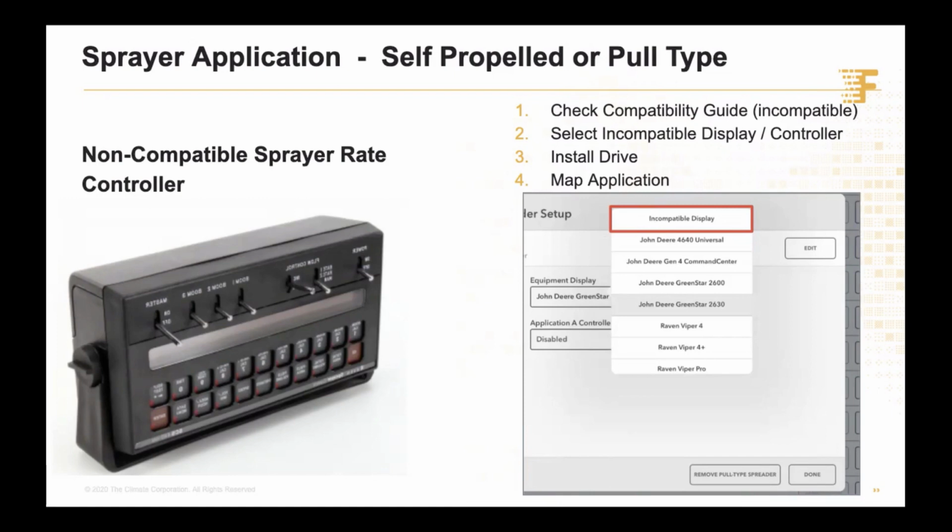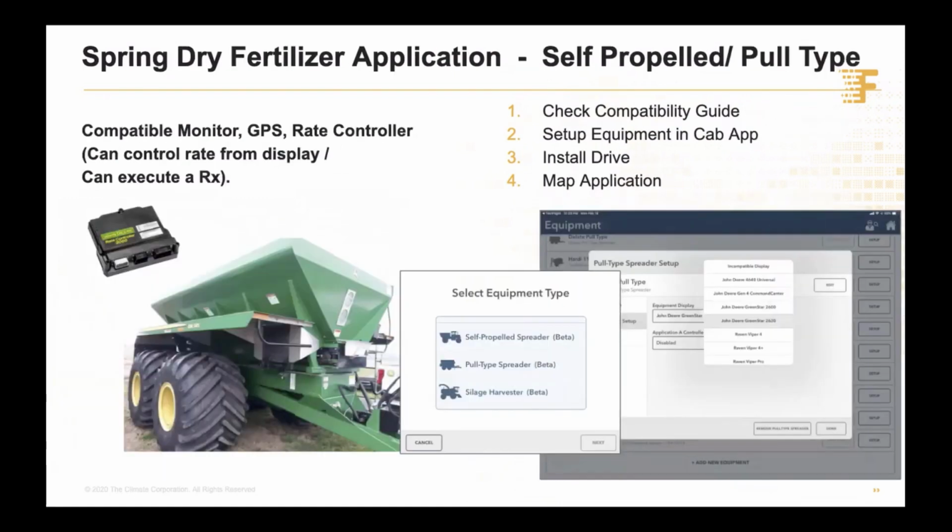I've got some folks that use it just in the pull-type sprayer scenario where they're doing fungicide, and they want to understand where did I apply fungicide versus not. So this is really a wide open space here that you can utilize this information on the incompatible rate controller setup for spraying. Fertilizer, in terms of the dry application, this is pretty new to us, and this is exciting.